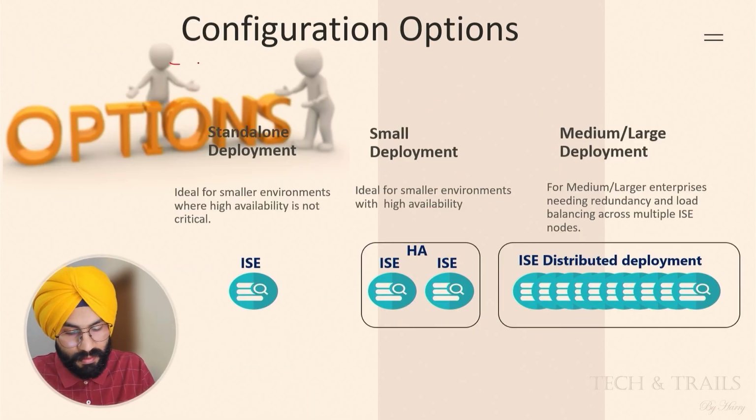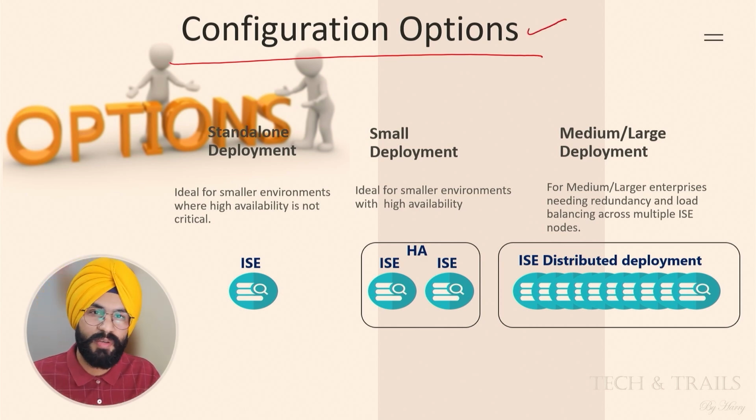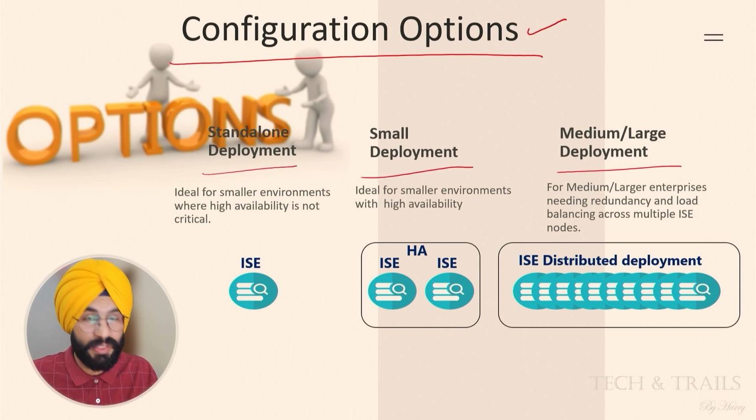So next step is, in the planning phase, the major decision we need to make is the configuration option, which option we have to go with. In ISE, there are many options available based on the end customer requirement, like standalone, small deployment, medium, or large deployment. So this is a major part of the documentation where we need to decide what kind of deployment we are going with.